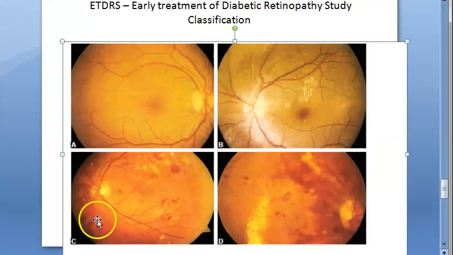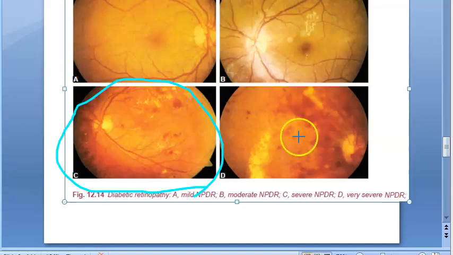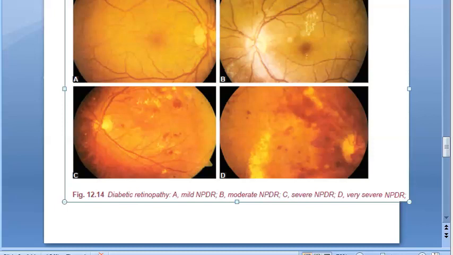That is this one. Are you able to see? So this one, C, they are calling it severe NPDR, that is non-proliferative diabetic retinopathy. Severe means what? 4 quadrants, microaneurysms, extensive intraretinal hemorrhages. All the 4 quadrants are involved. Kind of we can see that here, right? So then 2 quadrants of venous beading, 1 quadrant of IRMA change. That will become severe NPDR.